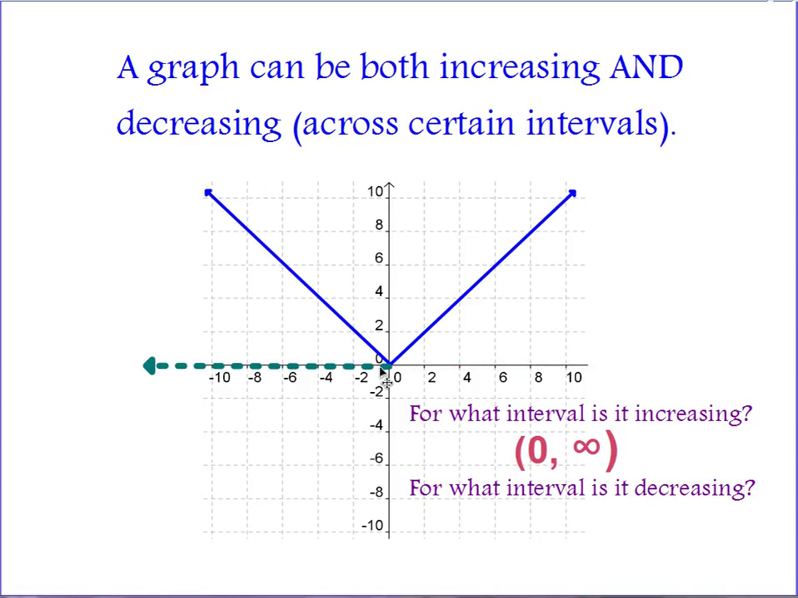This graph is decreasing on the left-hand side. Our left boundary, where it starts to decrease, is negative infinity, and our right boundary is 0. So from negative infinity to 0, this graph is decreasing. One more time, always remember that intervals only include x values. So even though this graph is pointing upwards towards positive infinity on the y-axis, it's the x-axis that counts when it comes to our interval writing.